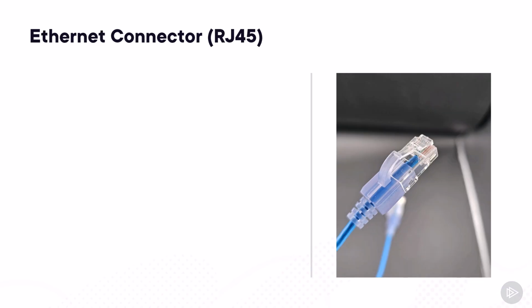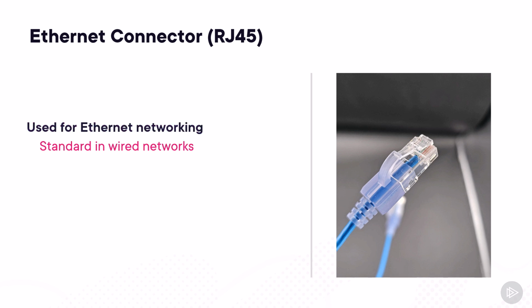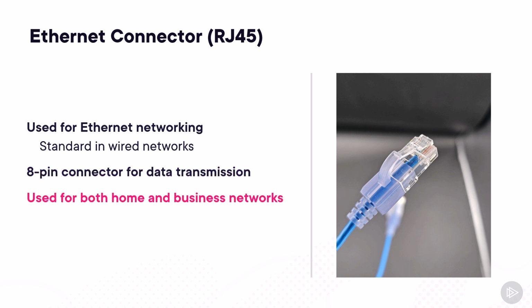Let's start with the most common network cable, or RJ45. This type of connector is used for Ethernet networking, which is the standard for wired networks. The RJ45 connector has 8 pins that are used to transmit and receive data, and this type of connector is used for both home and business networks. One of the great things about RJ45 connectors is how easy they are to use. It's essentially a plug-and-play device. You just connect one end to your computer and another to a router, and you're good to go.